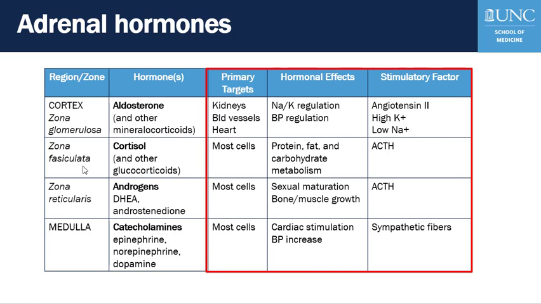The zona fasciculata is responsible for cortisol production and other glucocorticoid production. And the zona reticularis, which is the deepest part of the cortex, is responsible for producing androgens, including dihydroepiandrosterone or DHEA and androstenedione.